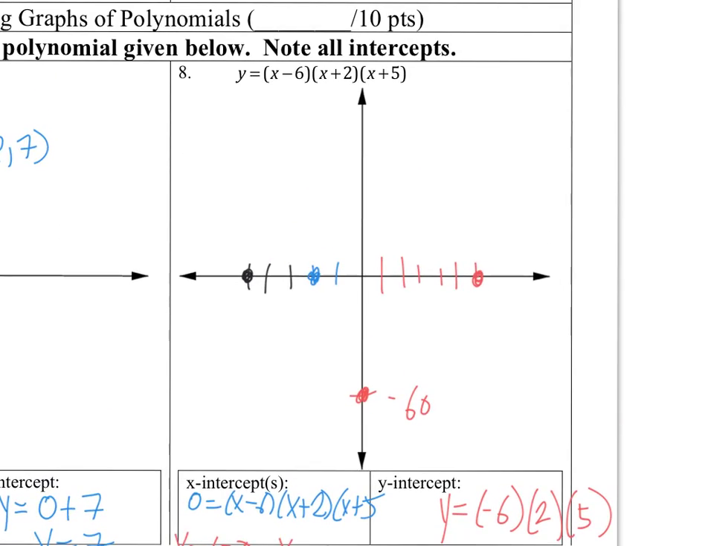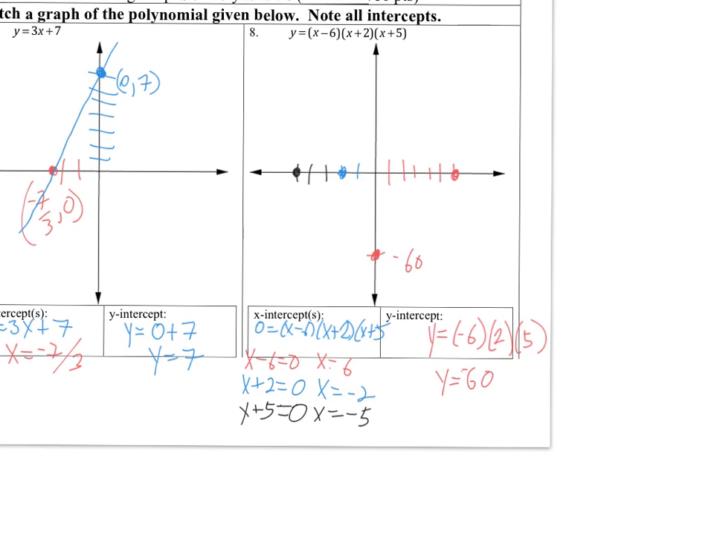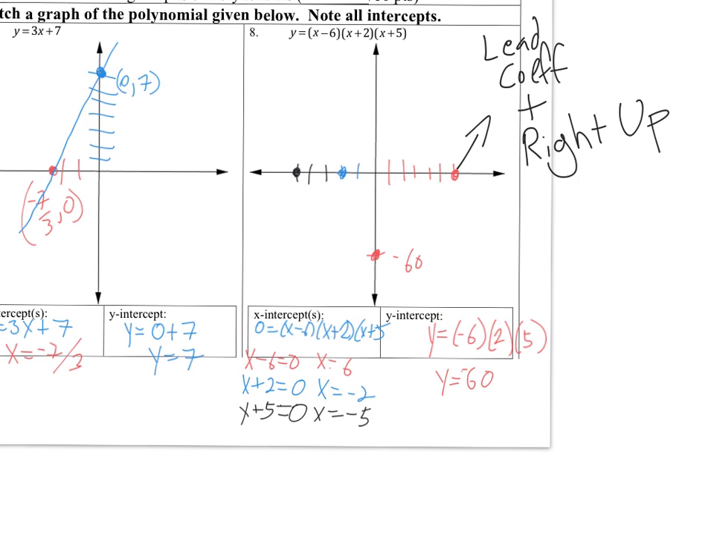The final piece of drawing this is figuring out where my smooth curve goes. And to do that, I might take a look at my leading coefficient, which in this case, none of my x terms are negative and there's no negative out in front. So that's going to be a positive leading coefficient, which means that the end behavior to the right is going to be, our graph is going up. So after it leaves my last point, it's going to be going roughly up.